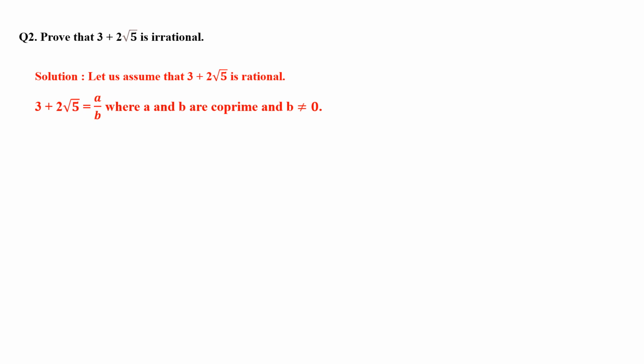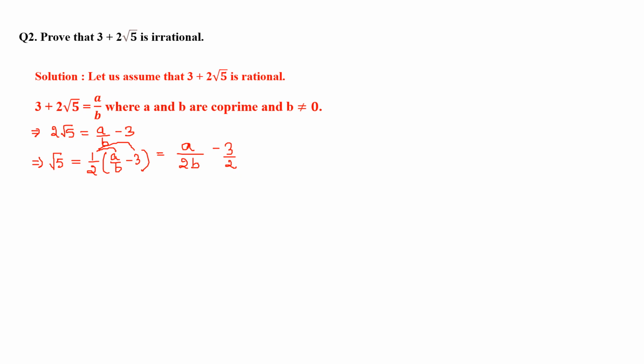Now from here I am going to transpose 3 to the RHS. So I will get 2 root 5 is equal to a by b minus 3. Okay. And then what will be the value of root 5? I have to transpose 2 to the other side. So this multiplication will become division, isn't it? So a by b minus 3, all divided by 2. Further I can write it as, multiplying 1 by 2 with a by b and with 3, a by 2b minus 3 by 2.